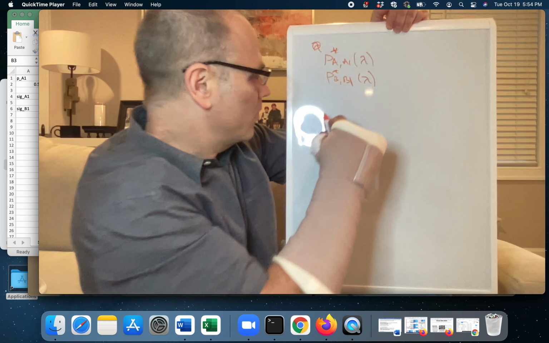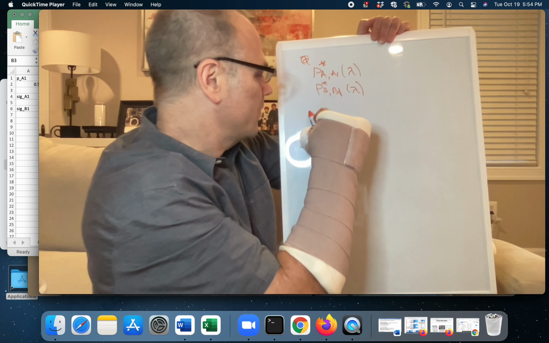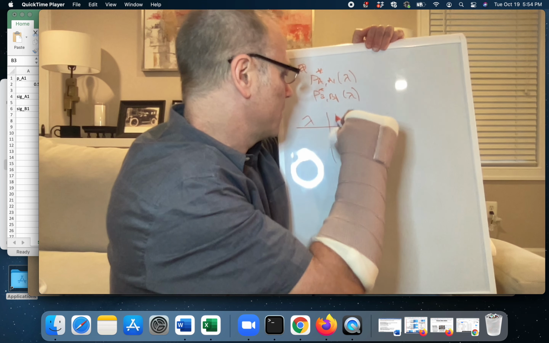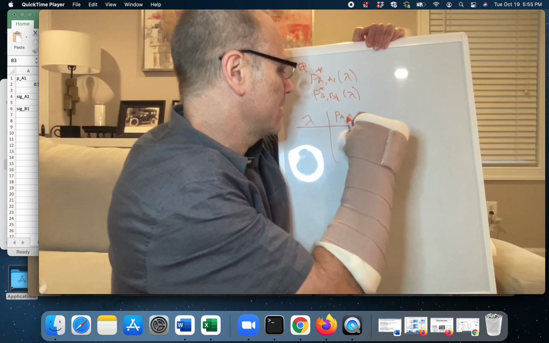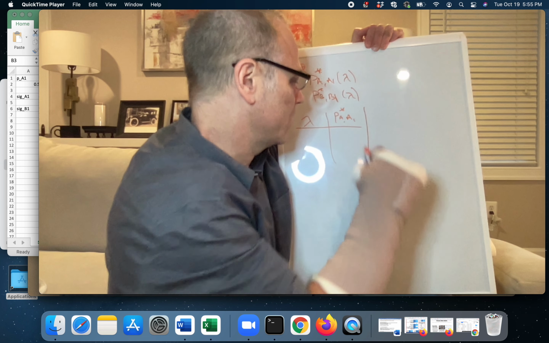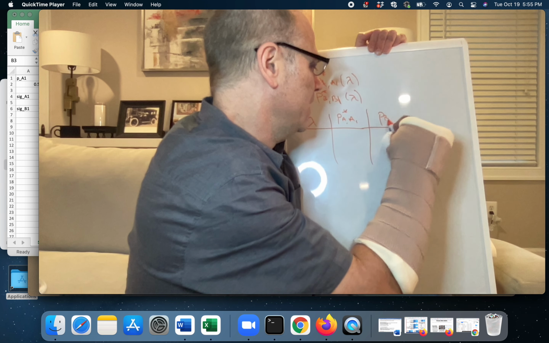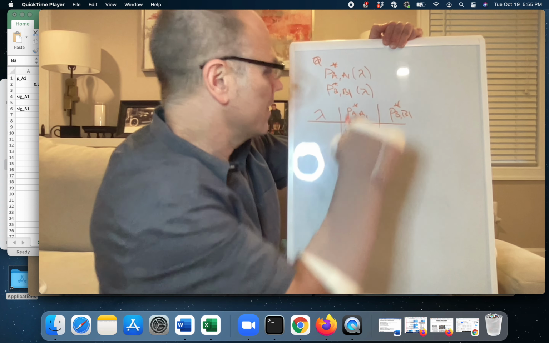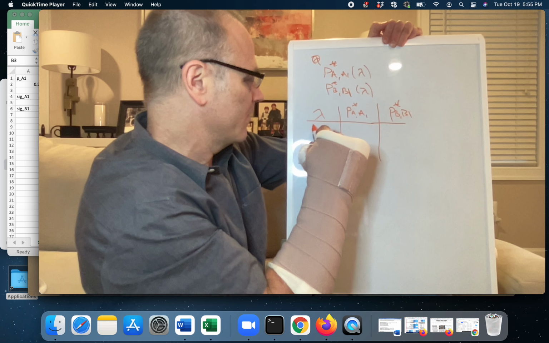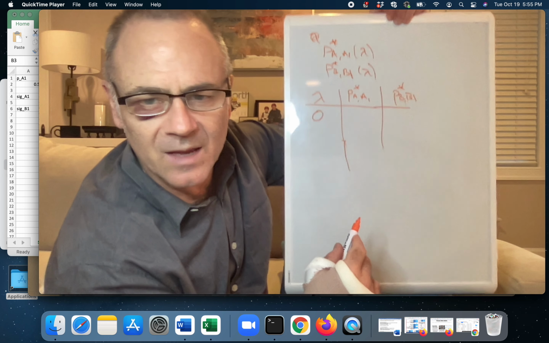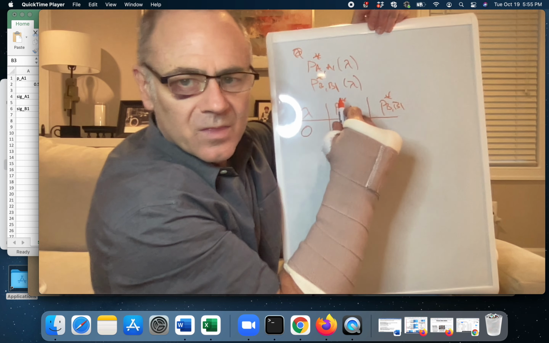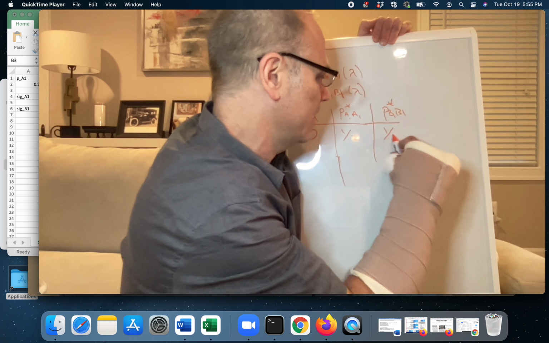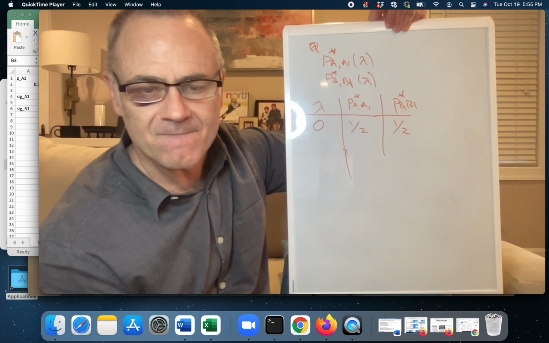All right. What we want to do now is start thinking about a table. So we're going to have lambda, PA, A1 star, and PB, B1 star. I didn't write it, but remember these are functions of lambda. So we've already done this. If lambda equals 0, PA, A1 star has to equal 1/2, and same thing for PB, B1 star.